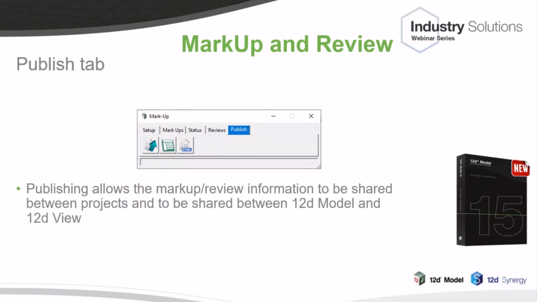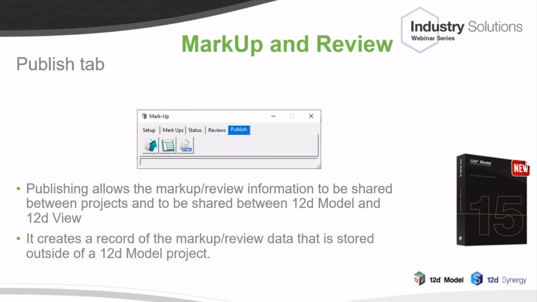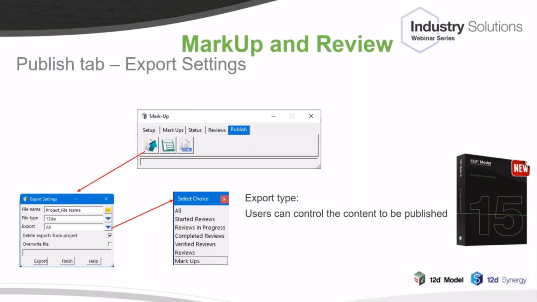Publishing allows you to add out information, share it between projects, and you can write it out so it can go between 12D models, or you can actually read it into 12D View. You can pick up the project with 12D View, and you can use markup in 12D View, but you also can pass the information around. So basically, it's stored in a file outside of the 12D model project so that people can get access to it. You can export various bits of data and choose what type of things you want to export. So you can see everything or just things that are in progress and so on.